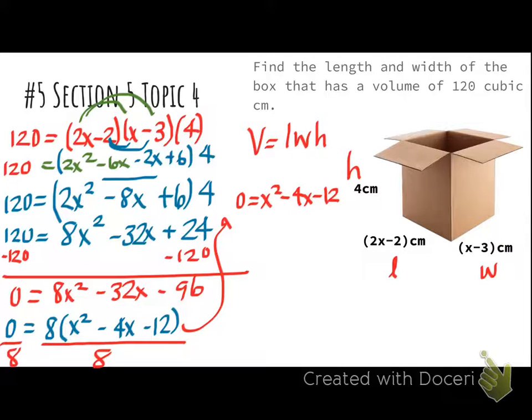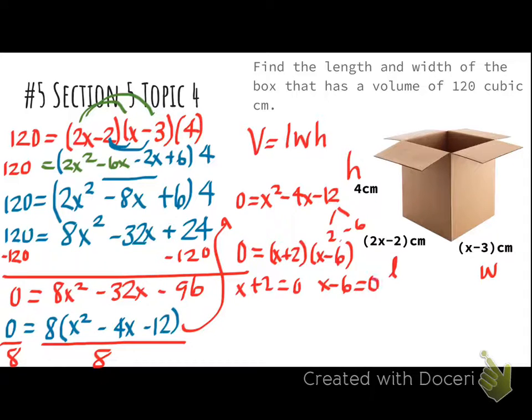Alright, now we're going to find some factors of negative 12 that give us negative 4 when we add them. Alright, what about 2 and negative 6? Alright, so 0 is equal to x plus 2 times x minus 6. When we set them both equal to 0, we must add 6 to both sides here for an answer of x equals 6. And then we subtract 2 from both sides here for an answer of x equals negative 2.